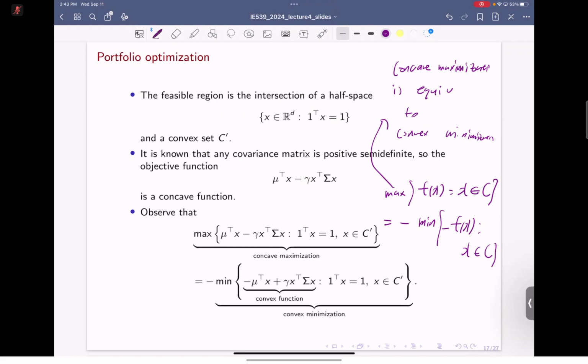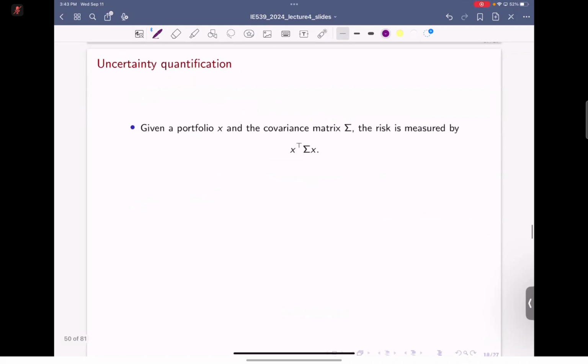I have 2 minutes, but let me quickly go through the second example because it's related to portfolio optimization. My apologies, but I will review this. I'll get back to this example one more time in the next class. So there's another important area called uncertainty quantification. This is related to statistics.